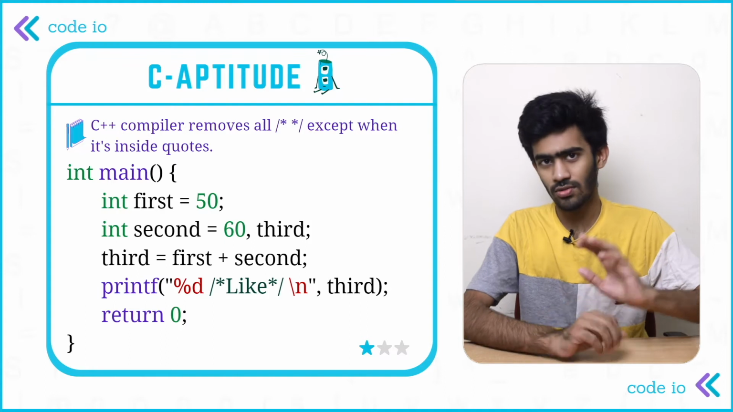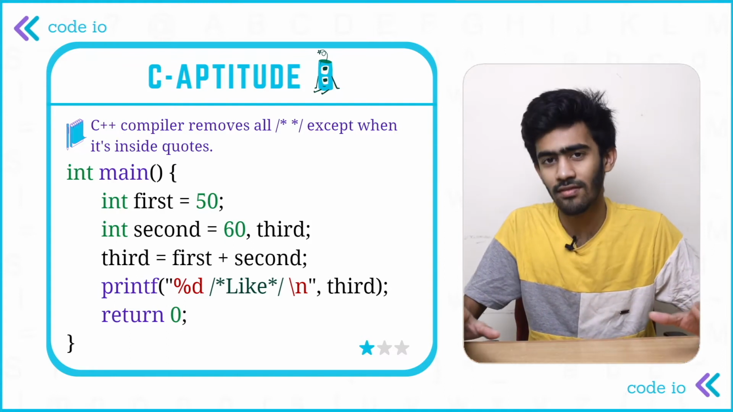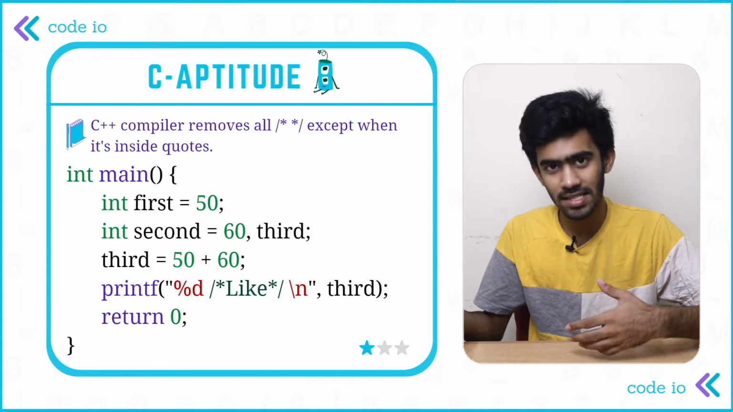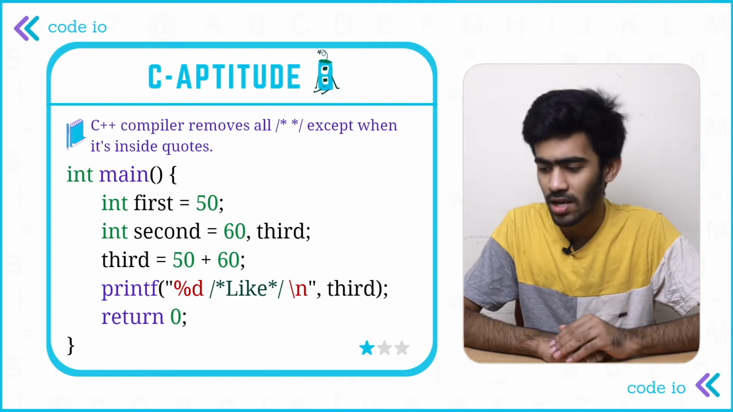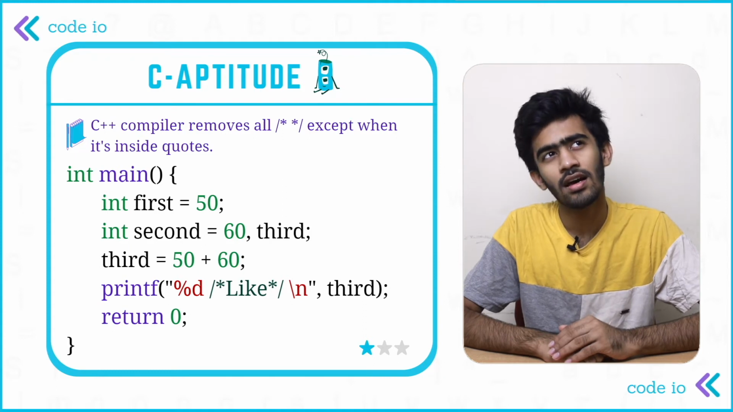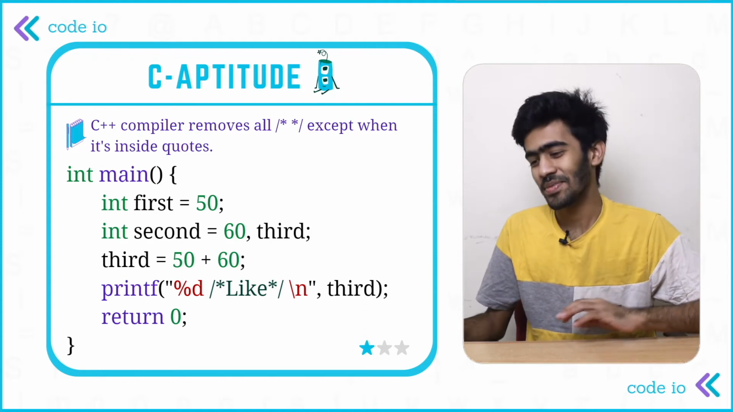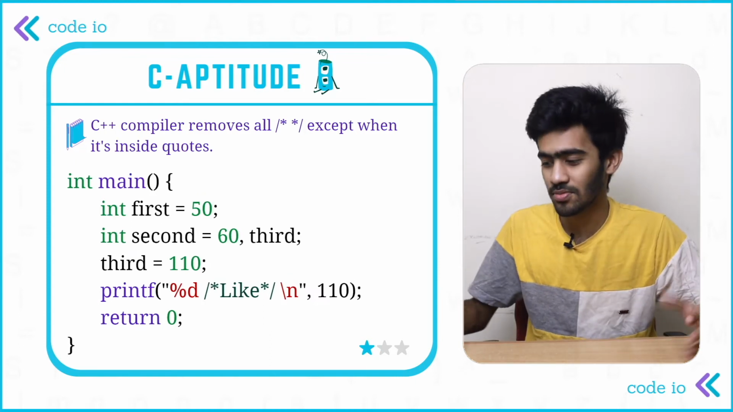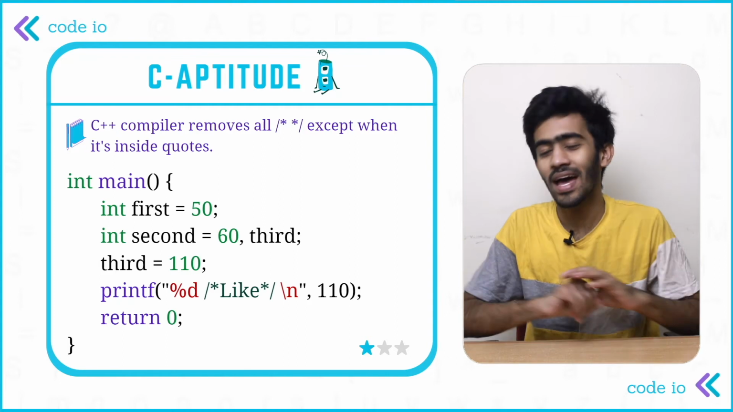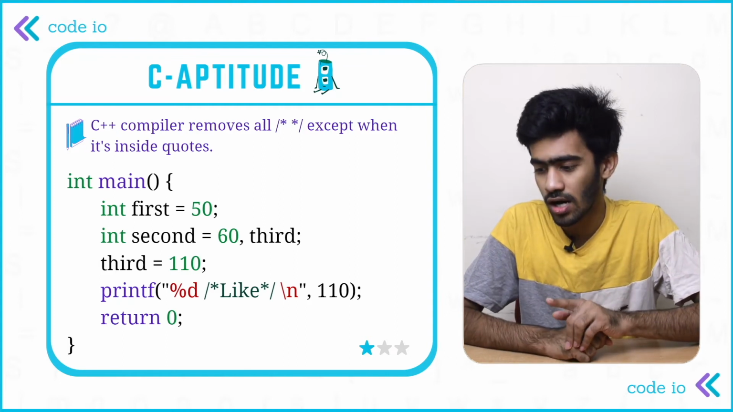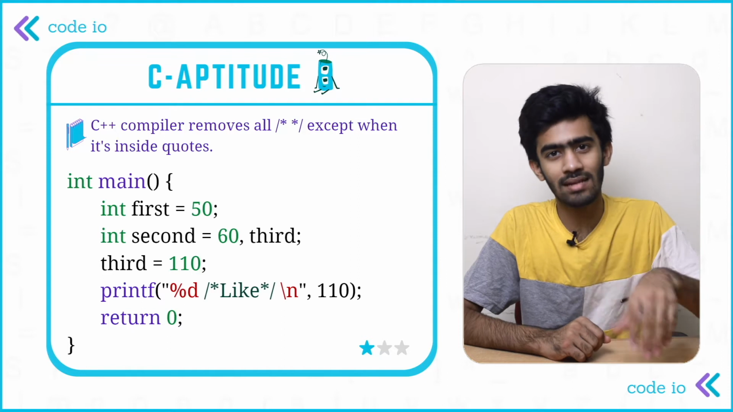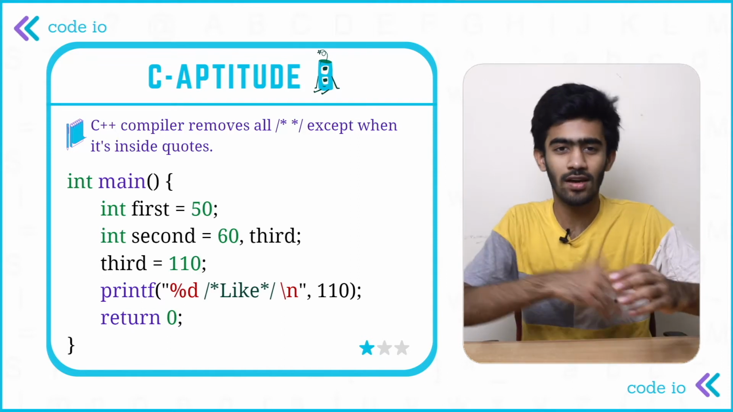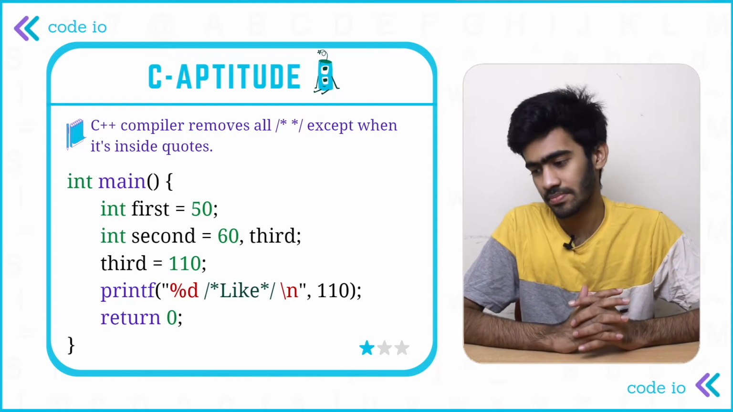Okay, so with that out of the way, now let's evaluate the value of third and then print that. So the value of first is 50 and the value of second is 60. So 50 plus 60 will be replaced there. And what is the value of 50 plus 60? 110. So the value 110 is being stored in third, and then that will be printed, of course, because that is what we need to print. So our output would be 110 /* like */ and then \n. So we are moving on to the next line.